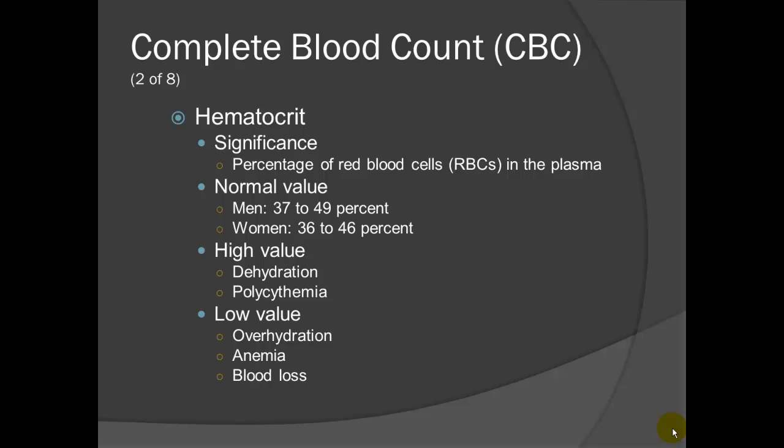Hematocrit is another test, and it is the percentage of red blood cells in the plasma. Normal value, 37 to 49% of the formed elements should be red blood cells. In women, about 36 to 46%. A high value would mean dehydration, concentrating the sample, or you have polycythemia. This means you probably released EPO, erythropoietin hormone, and made more red blood cells because of hypoxia seen in the kidneys. Low value, overhydration, anemia, or blood loss.